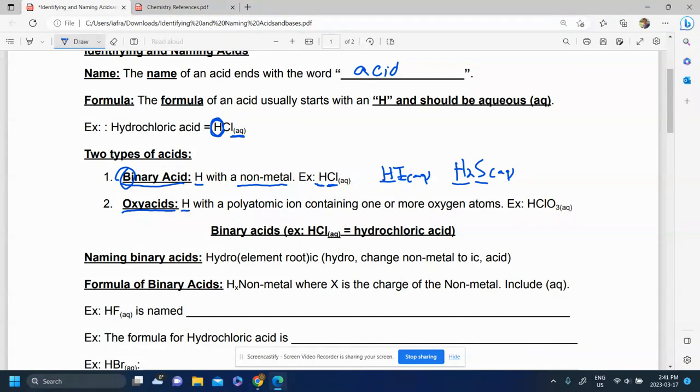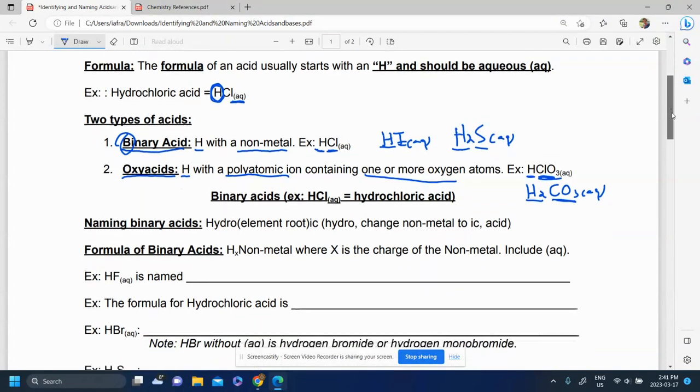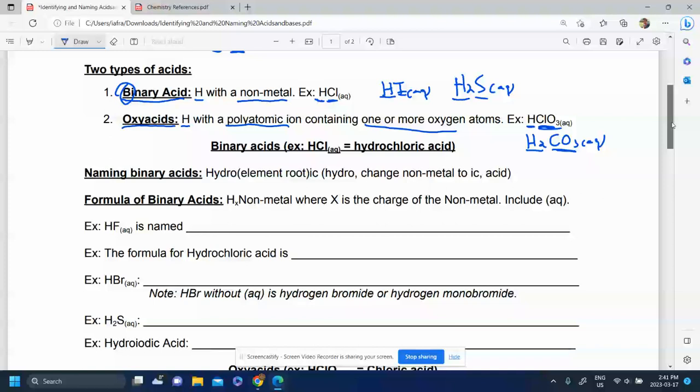Oxyacids are those that start with an H, and then they have a polyatomic ion that contains one or more O's. So HClO3, H and then polyatomic ion, chlorate, ClO3, or H2CO3, aqueous. H and then polyatomic ion, carbonate. So if you want to name and write formulas for acids, you need to first identify if you have a binary acid or oxyacid, because the naming rules and formula writing rules are a little bit different depending on what type of acid you're dealing with.